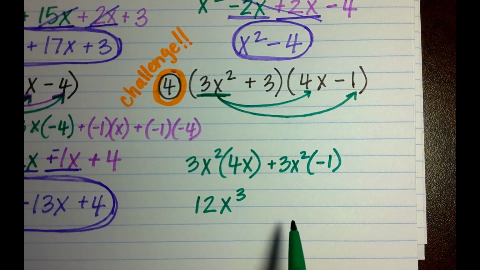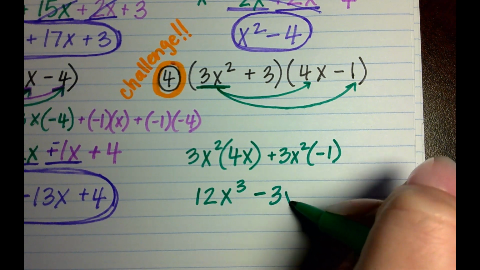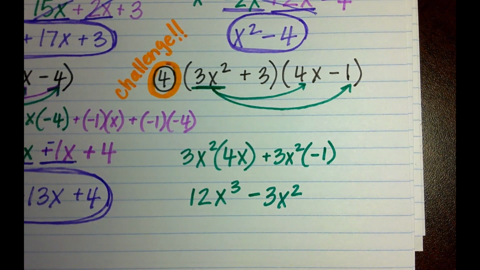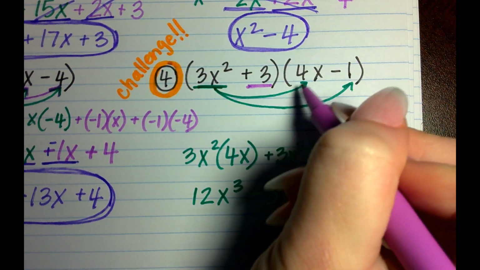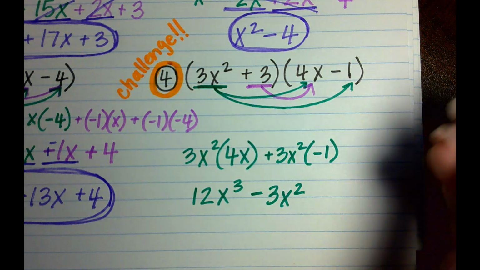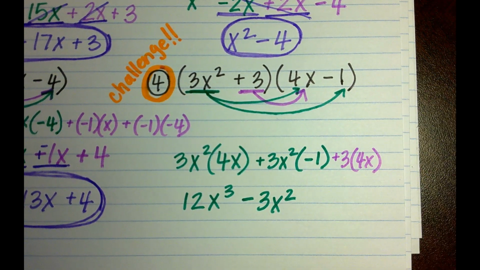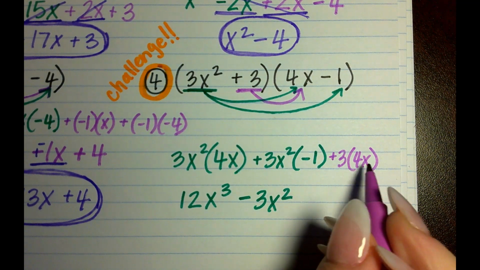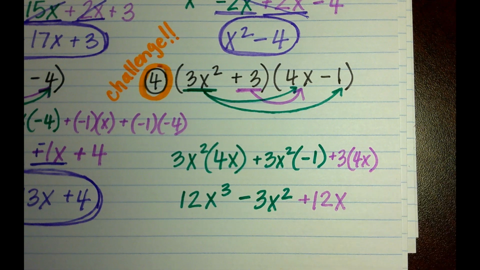-1. It's -3x squared. Good. So -3x squared. We've done our first, we've done our outer. What's next? 3 times 4x. My inner terms, 3 and 4x. So 12x, good. 3 times 4x. So 3 times 4 is 12, and there's an x, so 12x.